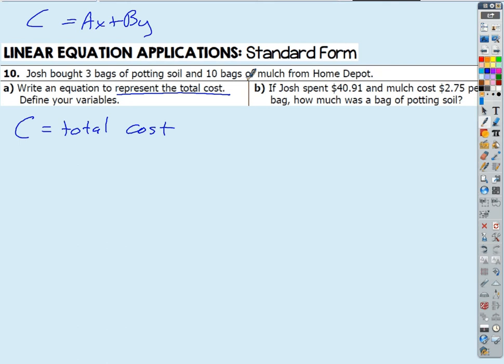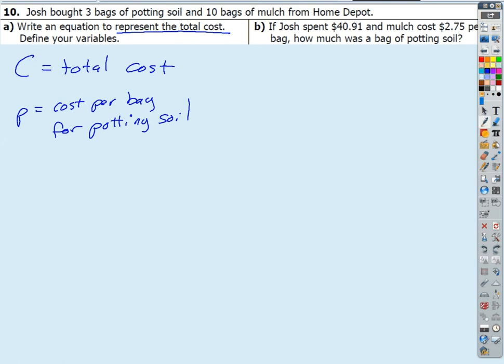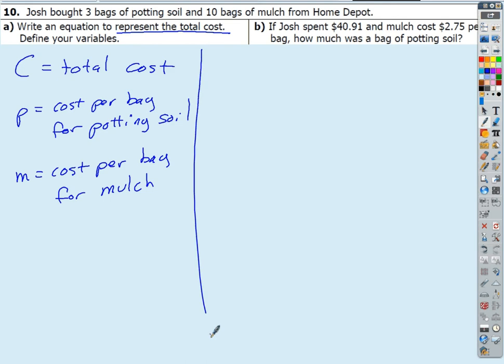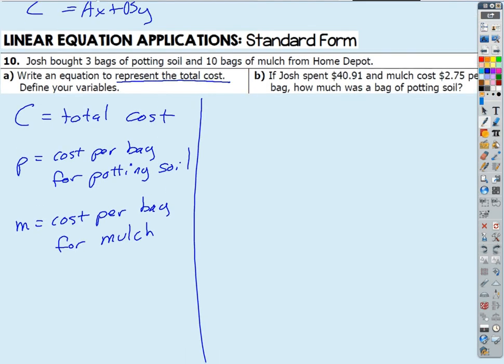Okay, so my other variables must be something like, how about P for potting soil? P is going to be the cost per bag for potting soil. And M, I guess, is the cost per bag for mulch. Okay? And I want to come up with an equation then for my total cost.